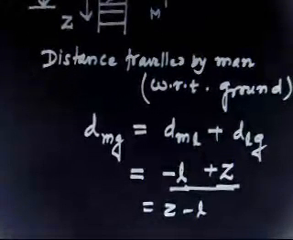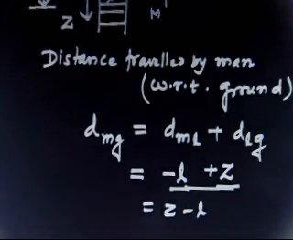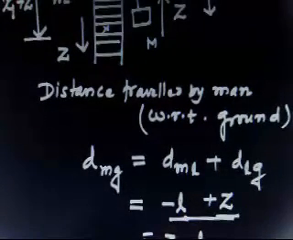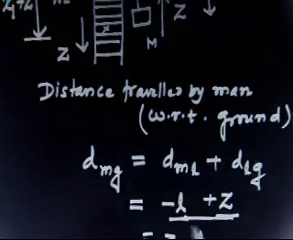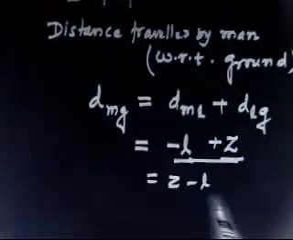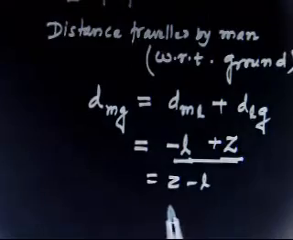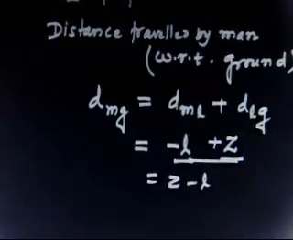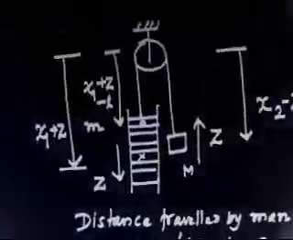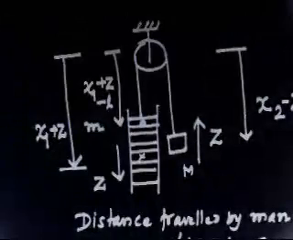So what is the total distance by which the man has gone in the downward direction? You can see initial was x1. Now what is the coordinate basically? Initial was x1 and it has gone in the downward direction by z minus l. So the final coordinate you will have is x1 plus z minus l. So I am writing here x1 plus z minus l.